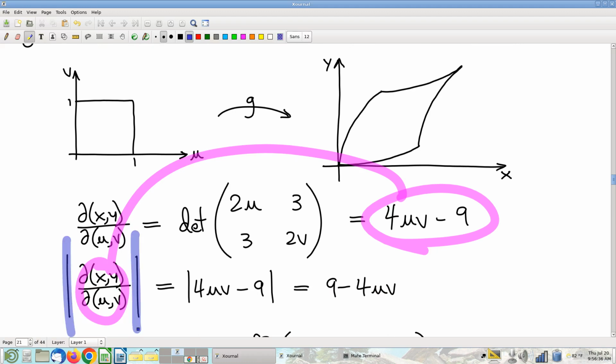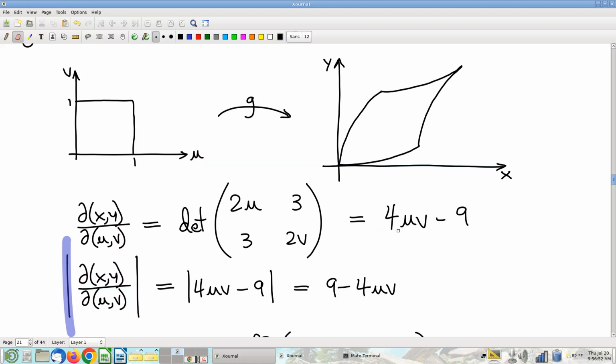The absolute value is critical. This is not a minor formality. It's got to be the absolute value. And again, there's a long conversation there that we're not going to worry about. So how then do I take the absolute value of 4uv minus 9? In this case, it works out very conveniently. It's tempting to think, I guess for some values of u and v, maybe this is positive. For other values, it could be negative.